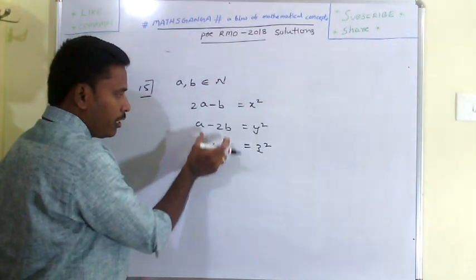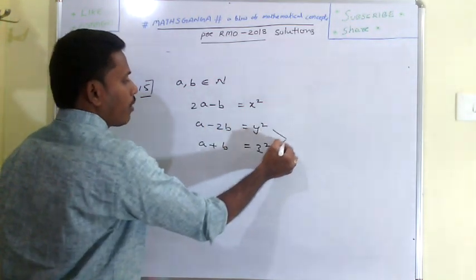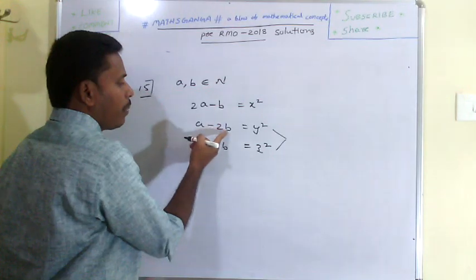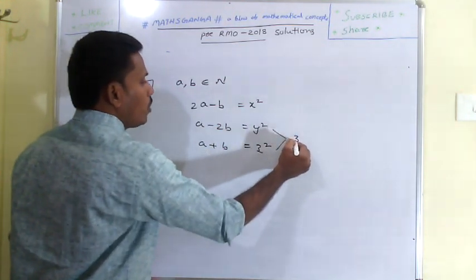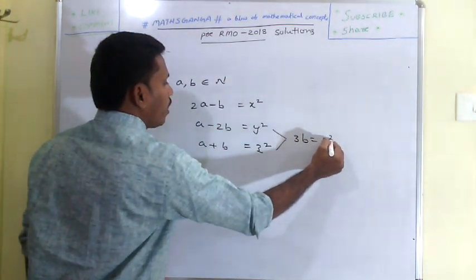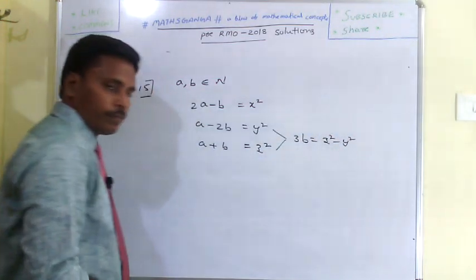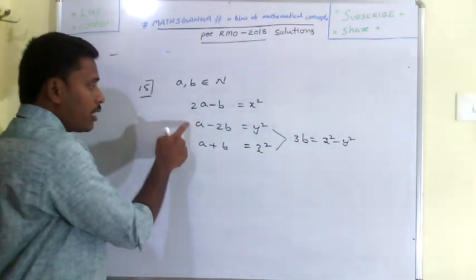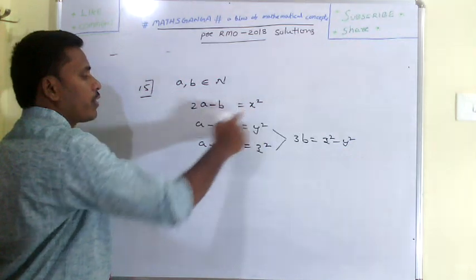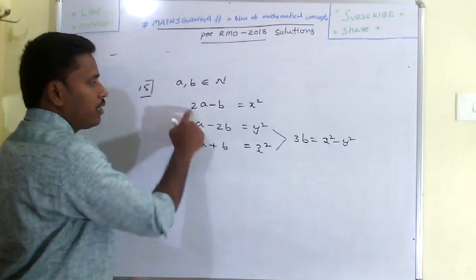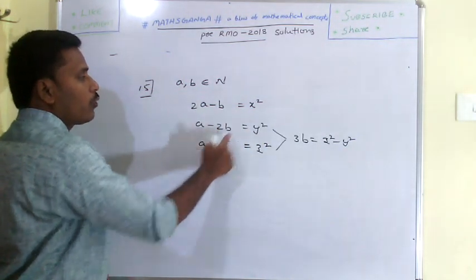That means a plus b minus of a minus 2b. From these two, if you subtract this a minus 2b from a plus b, you will get that 3b is equal to z square minus y square. And one more observation is, if you add these two, that is equal to the first one, 2a minus b is this one. So the sum of these two is equal to x square.